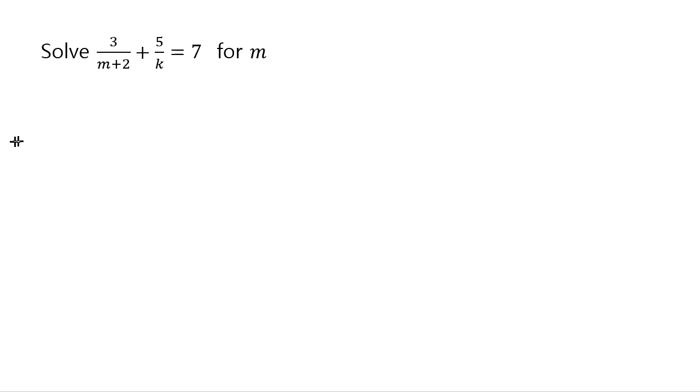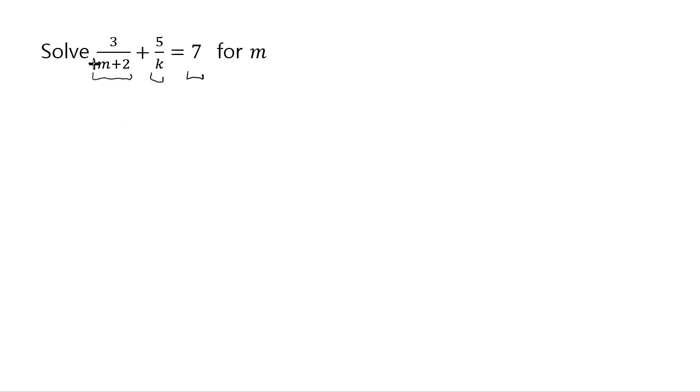Solving for a variable can be challenging if you have fractions. Here we have a rational equation where we want to solve for this variable m. So how do we do this? Well, first identify the terms. Here's one term, here's another term, here's another term. So there are three terms in this rational equation.